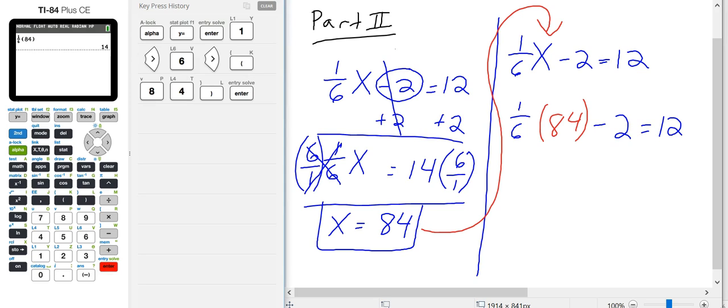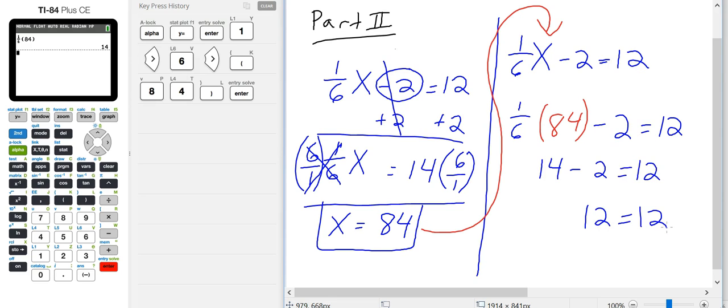14. So 1/6 of 84 is 14. 14 minus 2 is equal to 12. 12 is equal to 12. Therefore, the answer is correct.